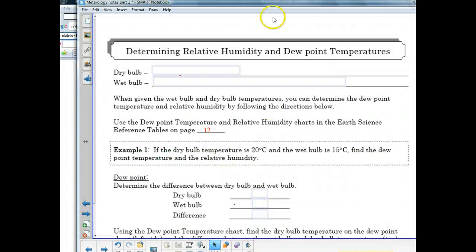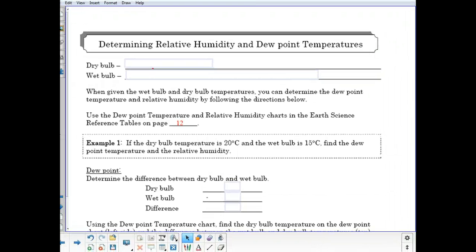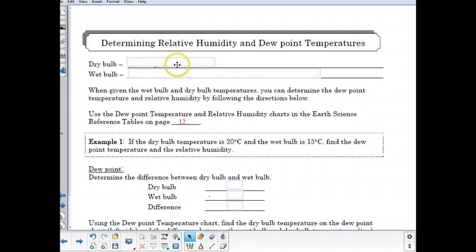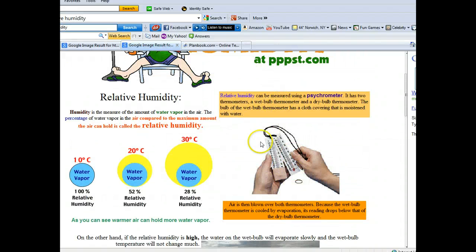Here it is. Okay, so this is on your notes, and if you just take a look at that, you'll see that to find relative humidity and dew point, it's important to know the dry bulb and the wet bulb. And again, as I flip back to this, here's that sling psychrometer, and you'll see those in the lab, and I can show you one right now. If you raise your hand, I'll come bring one over to you.